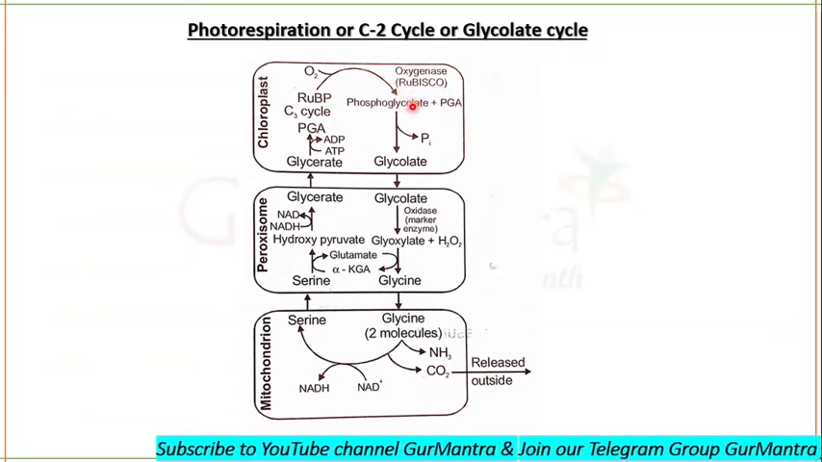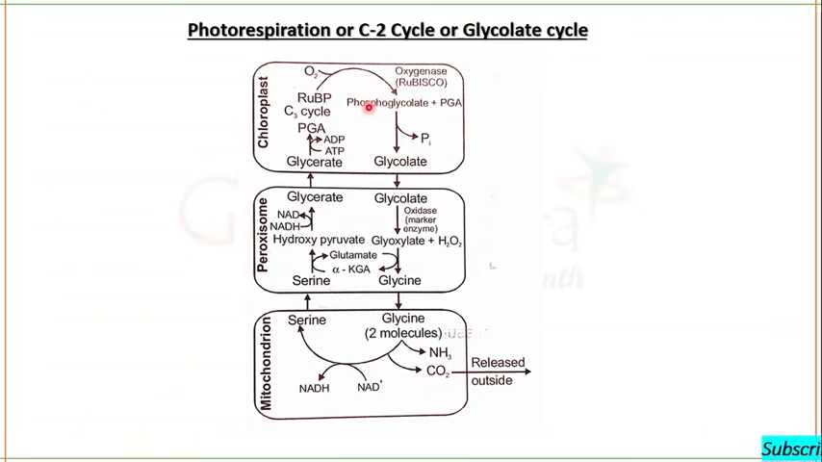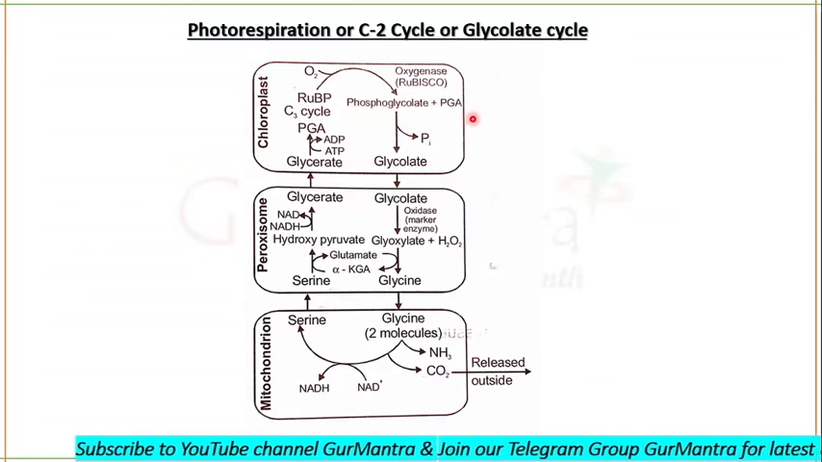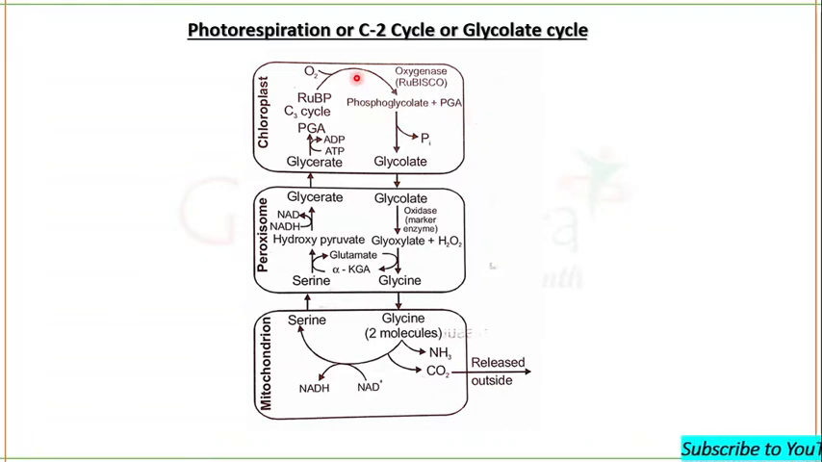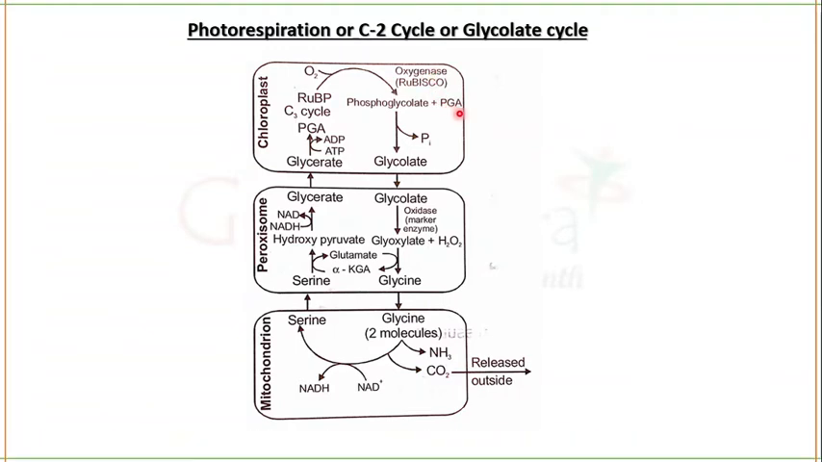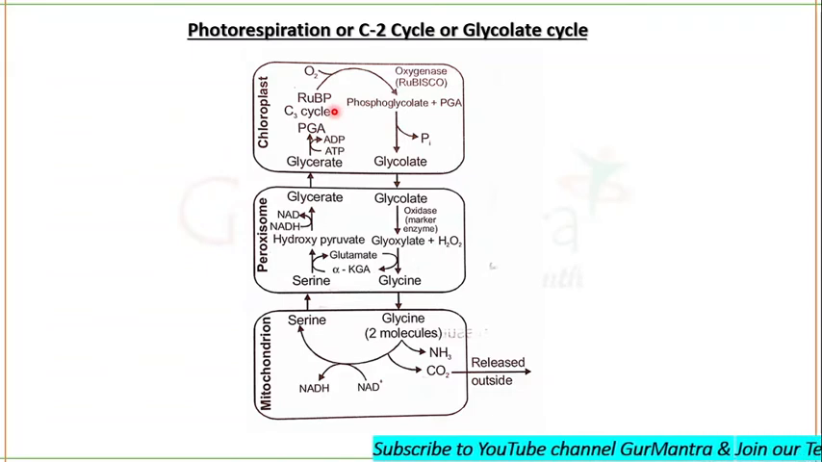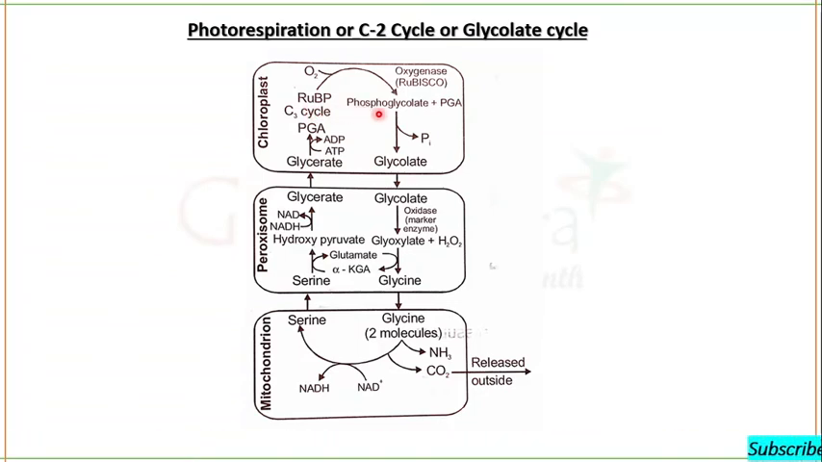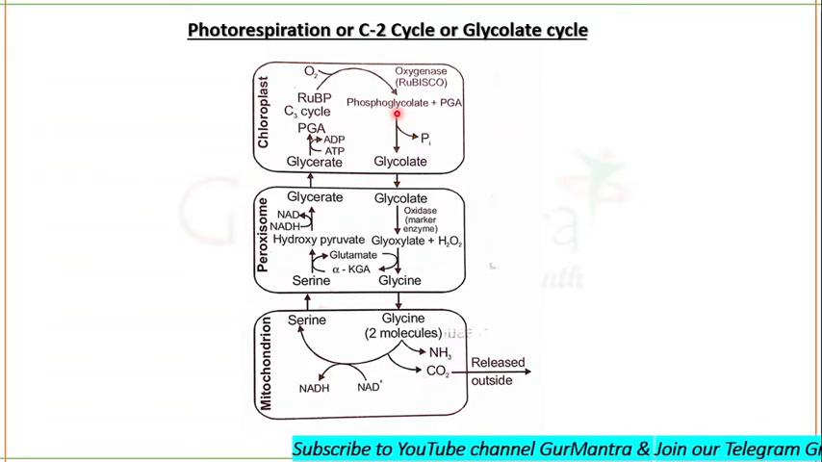Instead, phosphoglycolate, which is a 2-carbon compound, and phosphoglyceric acid, which is a 3-carbon compound, are formed. One is phosphoglycolate, the other is phosphoglyceric acid. Here the enzyme rubisco is acting as oxygenase. Phosphoglyceric acid will now be involved in the formation of carbohydrates. It will be used up during the C3 cycle, but phosphoglycolate will not be metabolized there. It will be metabolized in a different way.